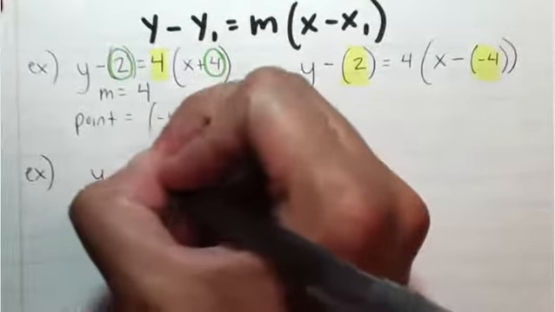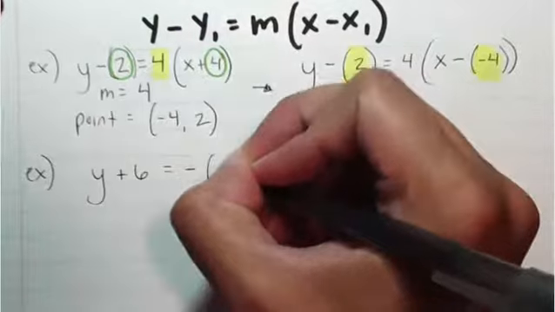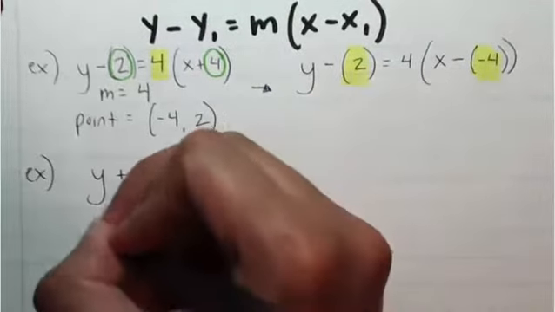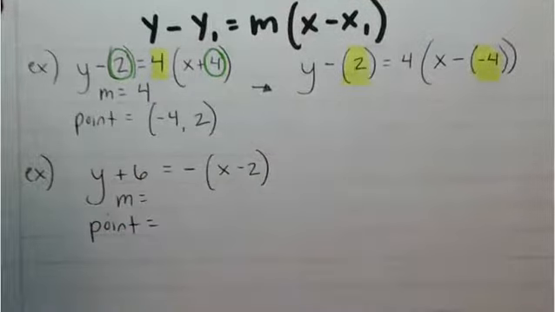Let's try y plus 6 equals negative, parentheses, x minus 2. See if you and your partner can figure out what the slope is and what the point is for this equation.